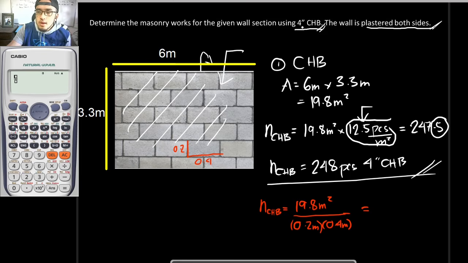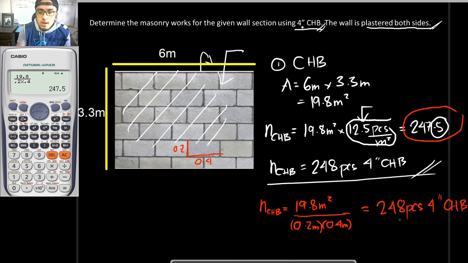So that would be 19.8 divided by 0.2 and 0.4. So that is to be 247.5. So parehas siya dito. And if we are to round it up, since we cannot buy just 1/2 of a hollow block, so that would be 248 pieces, 4 inches CHB. So as you can see, they have the same answer.